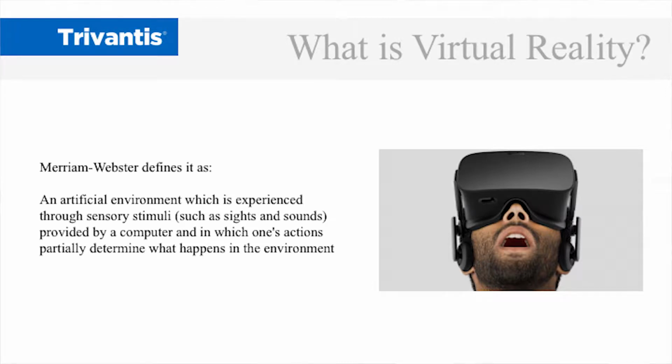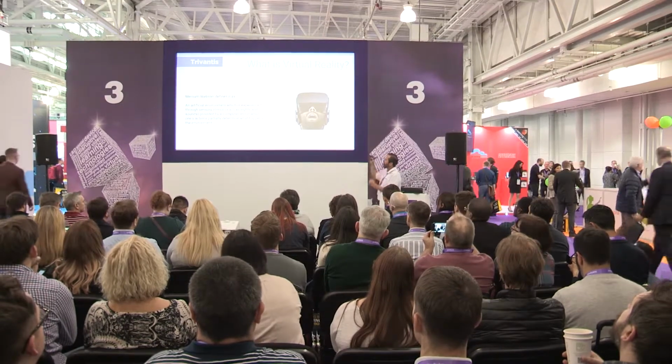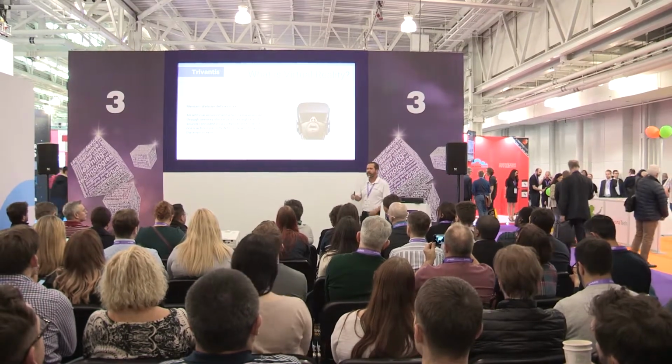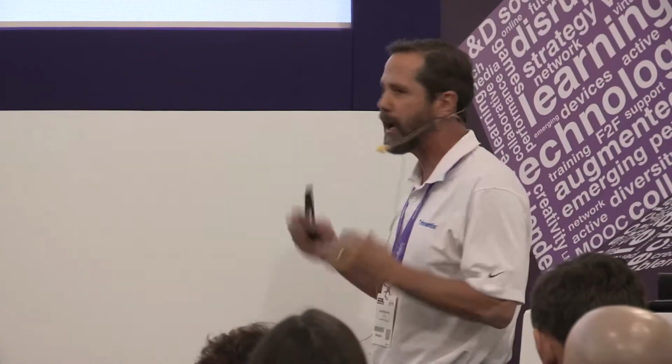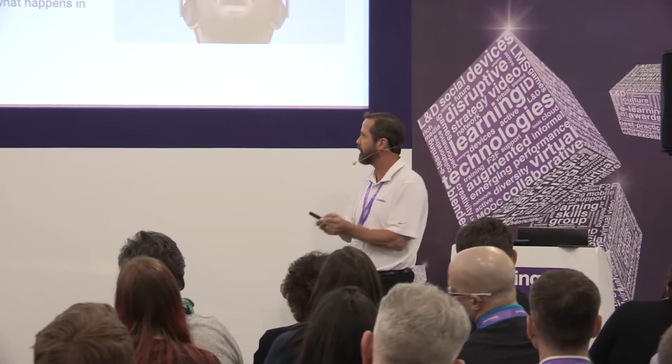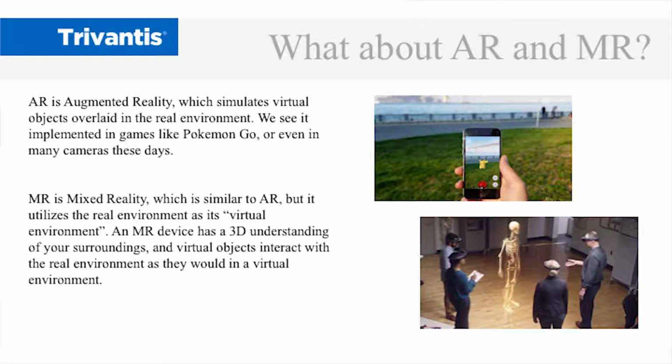And you start with a Webster's definition because we're all familiar with that. Webster's defines it as an artificial environment where you get stimuli that's provided by a computer in which your actions determine what happens in the environment. And I think that's a very important definition. Your actions determine. So you actually have to be doing something within it. So it's a little bit more than just simple passive interaction like we get with a television set. You're actually doing something and causing things to happen in that environment.